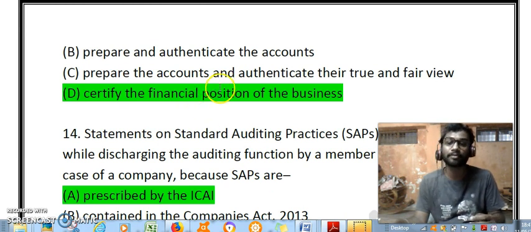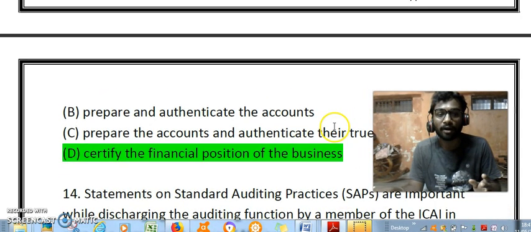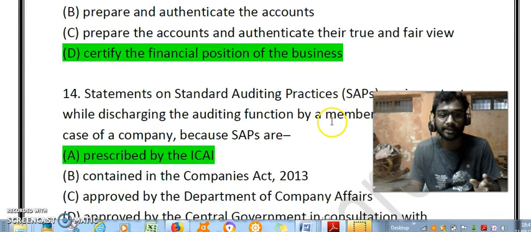Certify the financial position of business. Yes, this is the final goal. This is the final goal of auditing. Certify the financial position of the business.